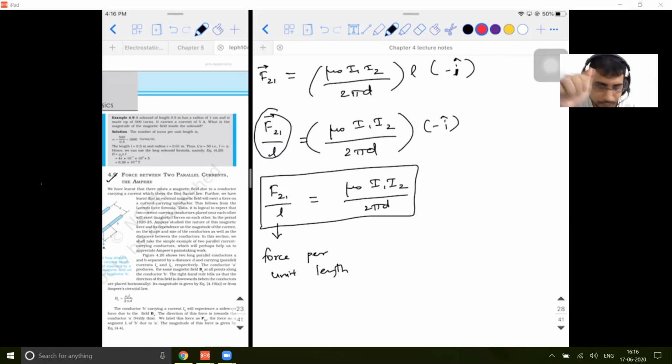Accepted? Now, I want you to think and find out what is the value of F12 divided by L. Minus mu naught I1 I2 by 2 pi d. Is it going to be the same? Yes. Did you try? So what are the steps to be followed? It will be minus I cap. For the sake of practice, can you follow the same steps that I did?